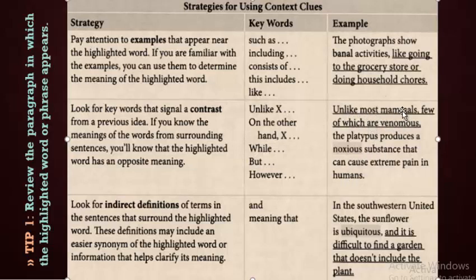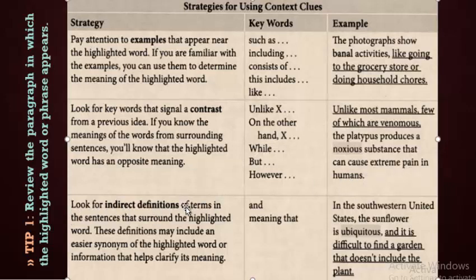unlike most mammals, aquatic animals, few of which are venomous, produce a noxious substance that can cause extreme pain in humans.